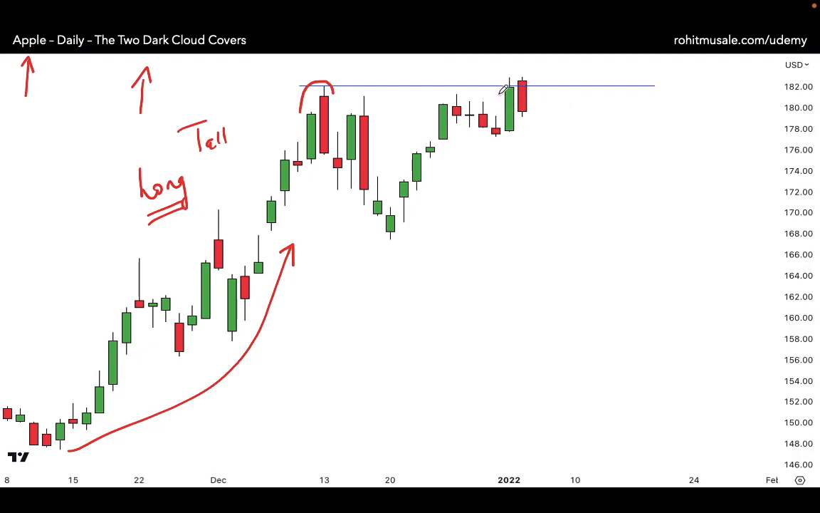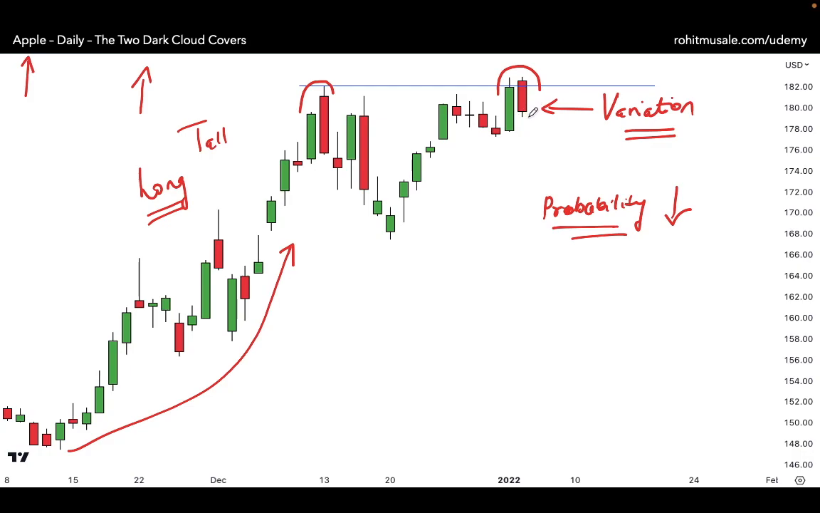As you can see here, you have another dark cloud cover here, but there is a big difference between this dark cloud cover and this one. In this dark cloud cover, the opening price of the second candle is above the high price of the prior green candle. That is not the case here. So that is why this dark cloud cover is called a variation of the dark cloud cover. If you have a variation of a pattern, then the probability of a reversal goes down. Okay, the more perfect the pattern, the better it is.